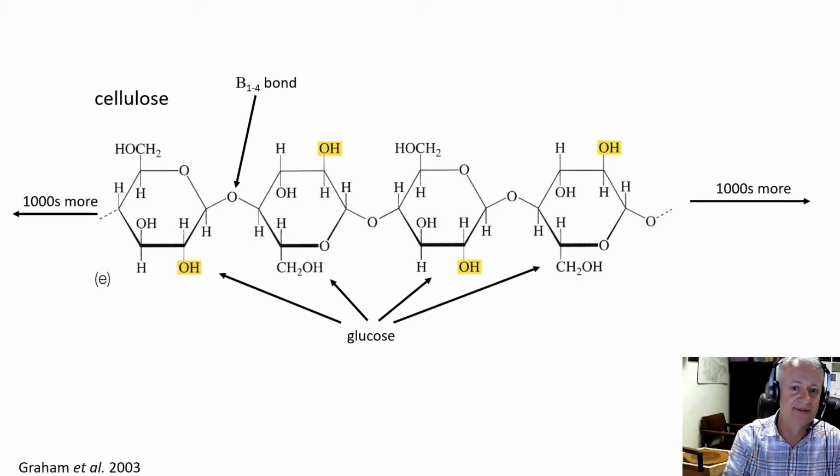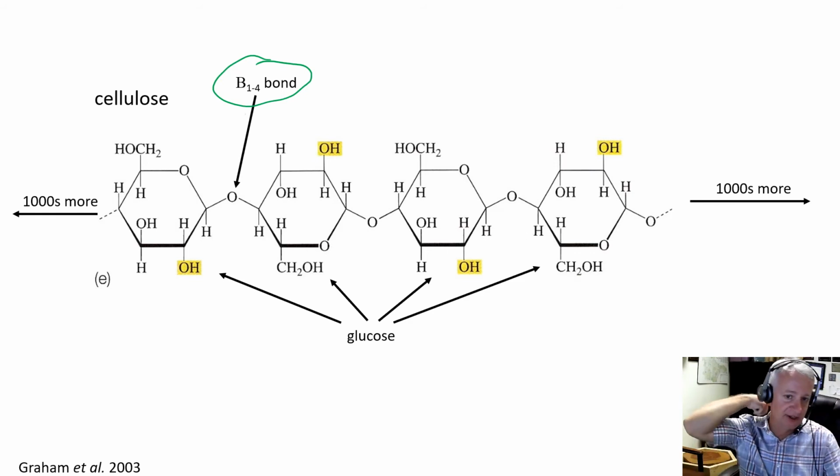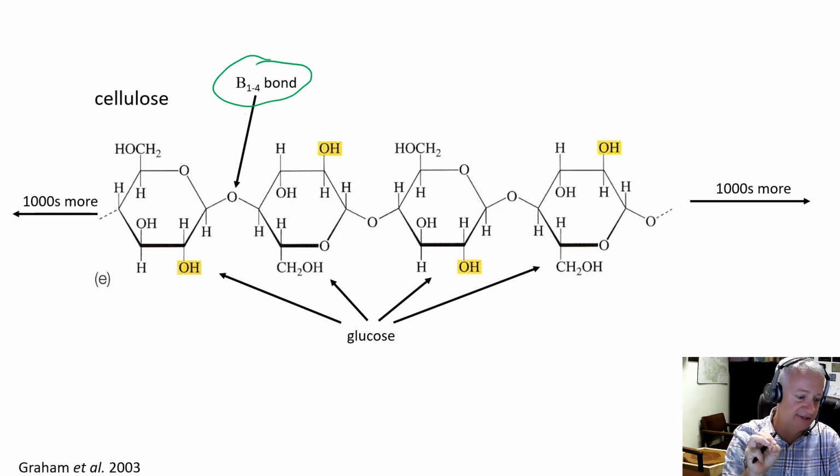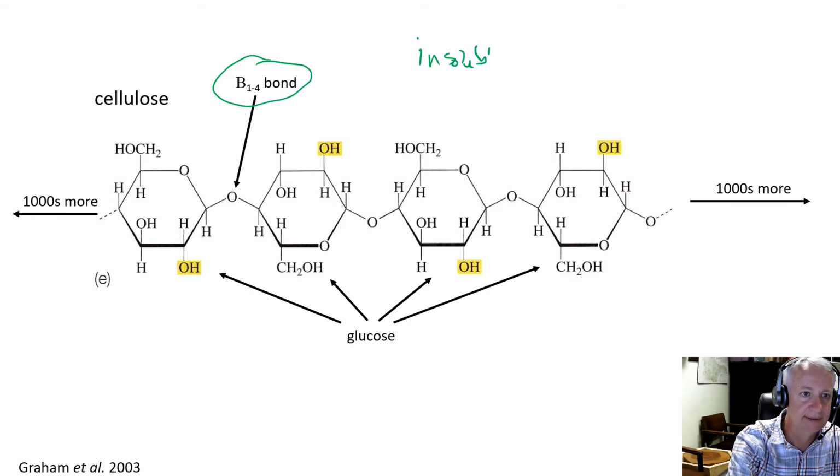And those glucose units are linked together by beta 1,4 bonds, or I think in the notes I call them beta 1,4 linkages. Those beta 1,4 linkages, those covalent bonds, are what give cellulose its chemical characteristics. So I think the most important chemical characteristic of cellulose is that it's insoluble in water or organic solvents.